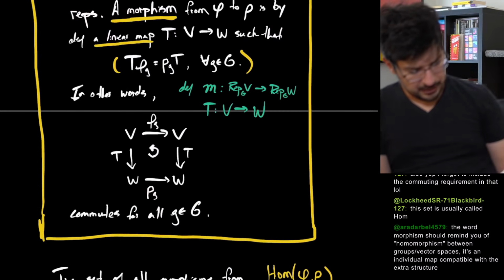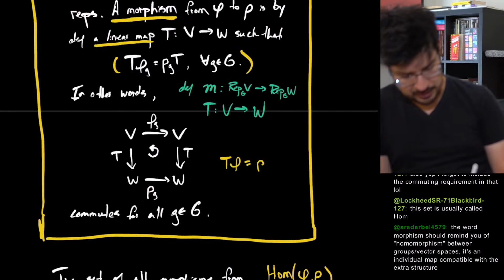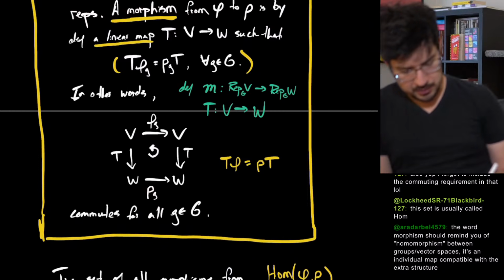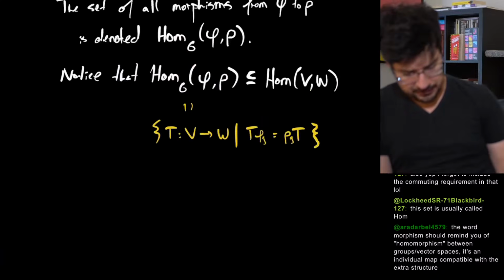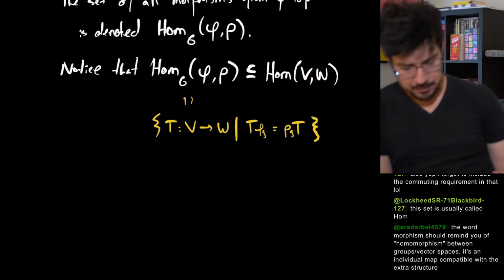Yeah, T phi equals... T after phi is the same as phi as rho after T. T phi equals rho T. Yep.